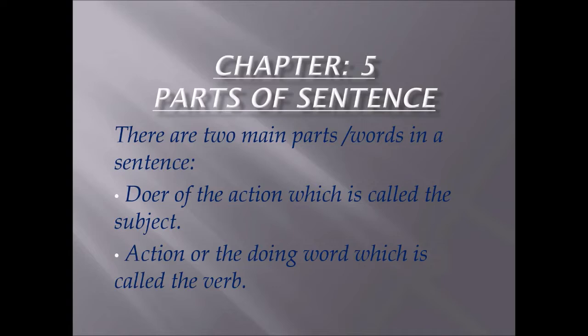The doer of the action is called the subject, and the action or doing word is called the verb. The doer of the action is called the subject of a sentence. The action or doing word, which is called the verb, is also known as the predicate.